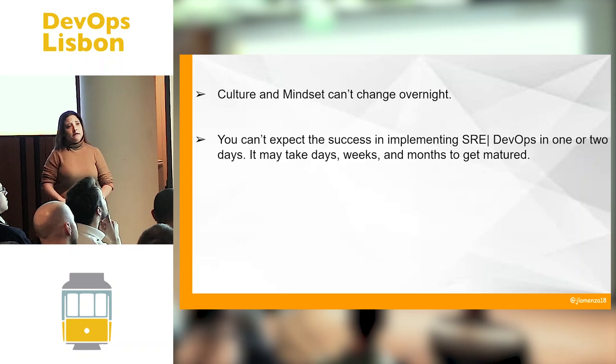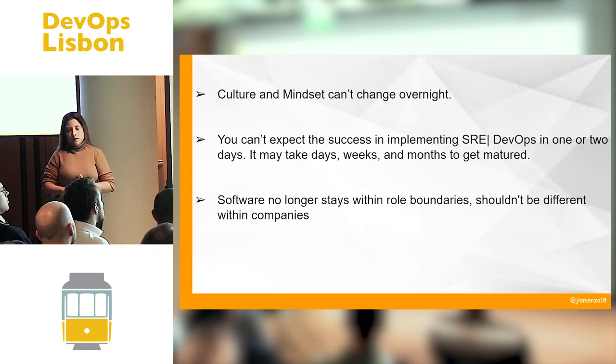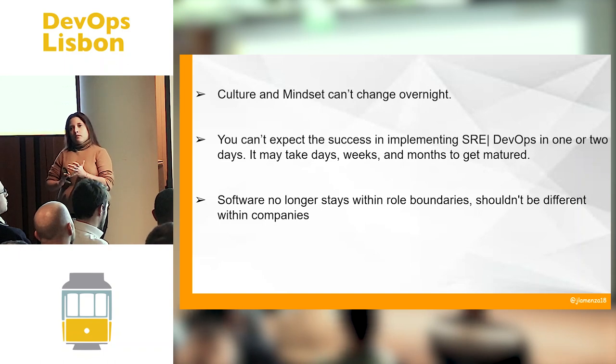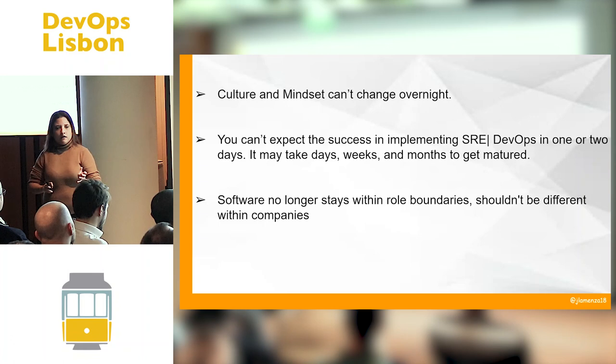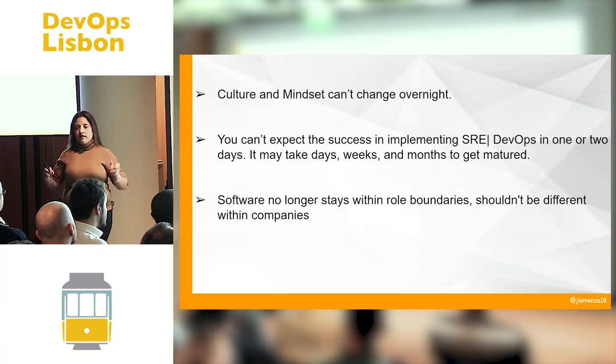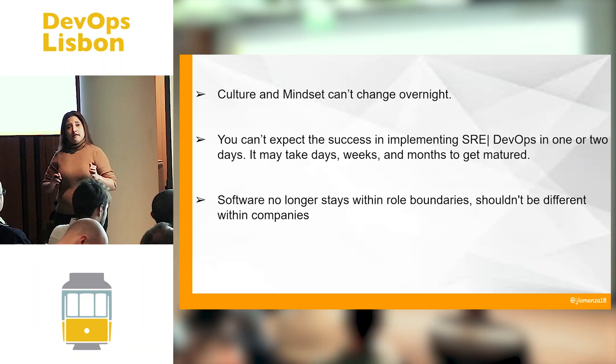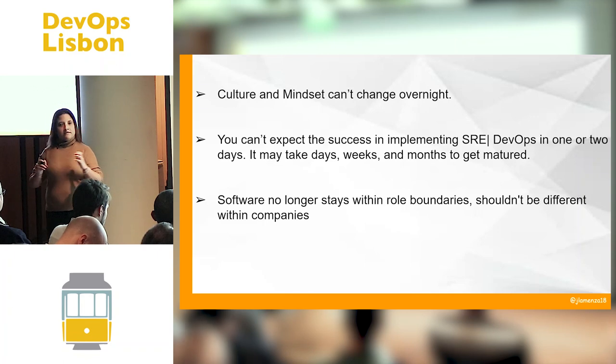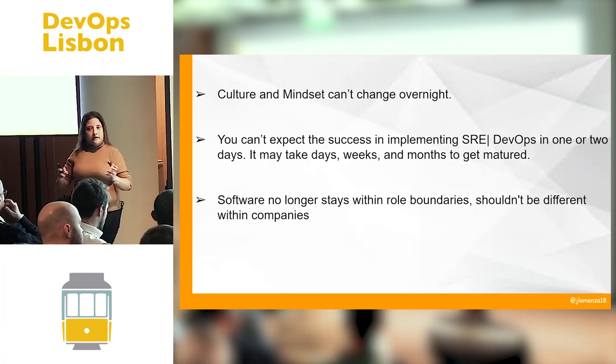And more than this, I think that if software no longer stays within role boundaries, the company is not the same either. It's not just about breaking barriers between DevOps, ops and devs, but across the whole company, because everybody is working for the same purpose, right? You want to deliver something good for someone. It doesn't matter if you're marketing, commercial, HR, devs, ops, data science. This is one company. So why not break all these barriers between all your silos, all your areas?